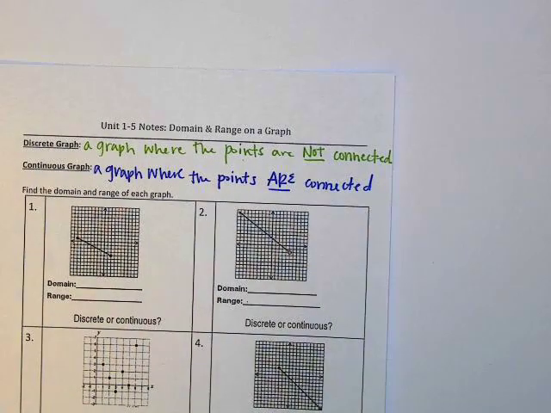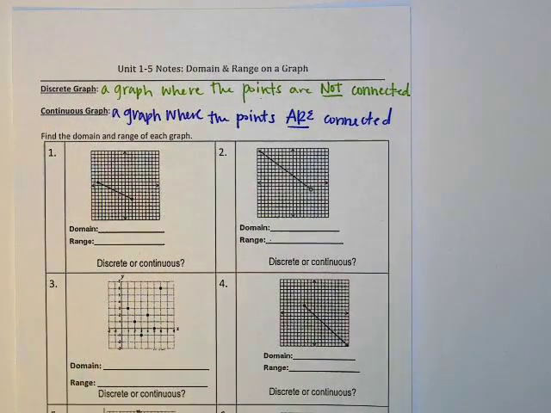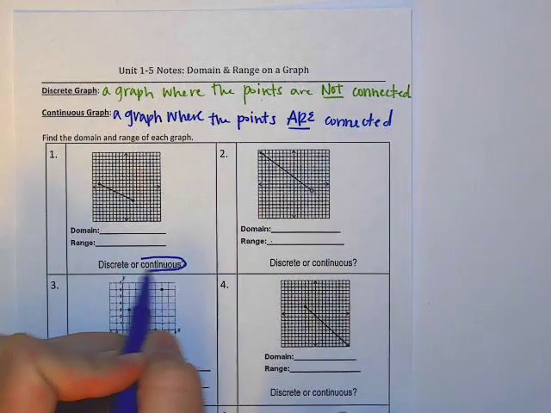Okay, so what I want to do is I want to go through each graph and I only want to focus on discrete and continuous. That's all we're going to do first. So look at number 1. Are these points discrete or continuous? Continuous. They're connected. It's a line. If it's a line on a graph, it is continuous. So circle the word continuous.